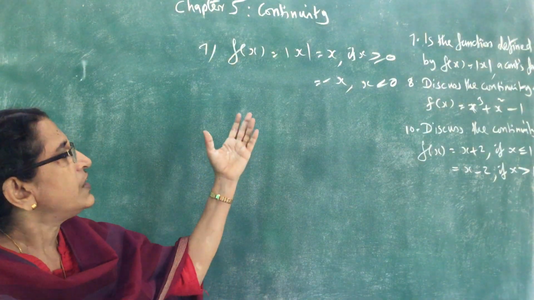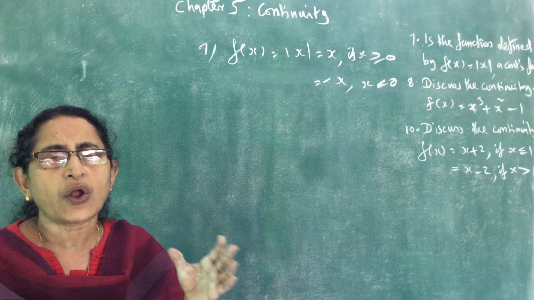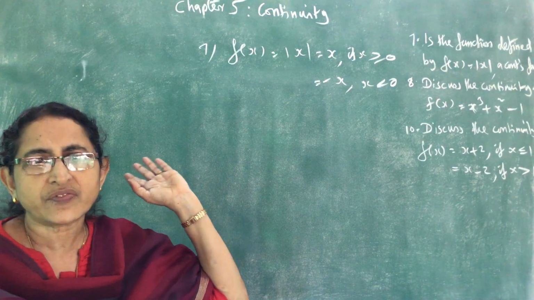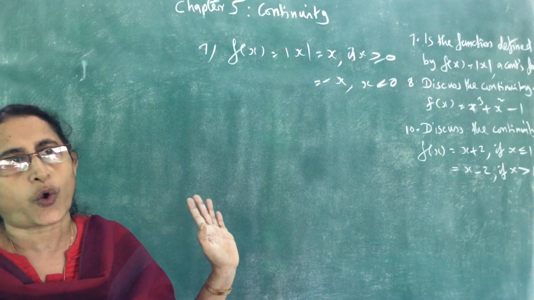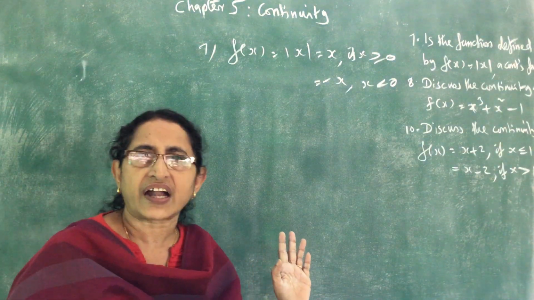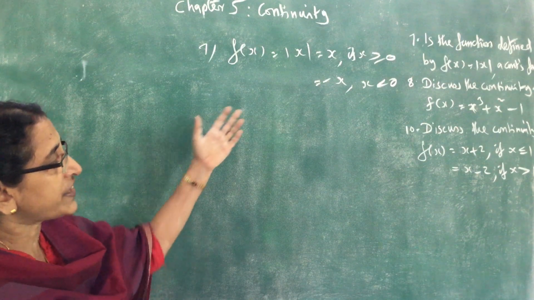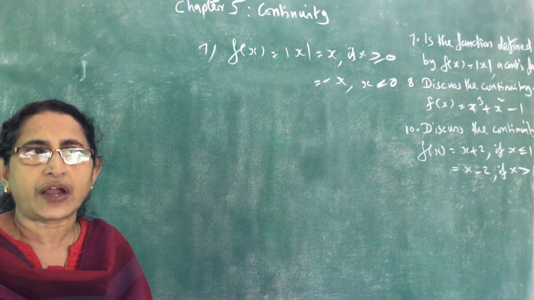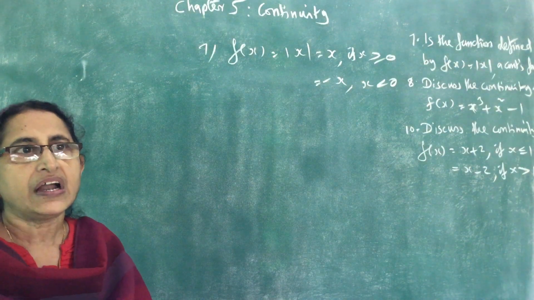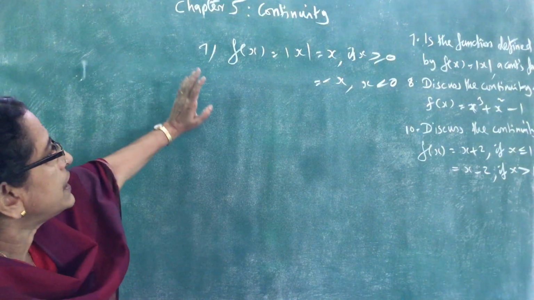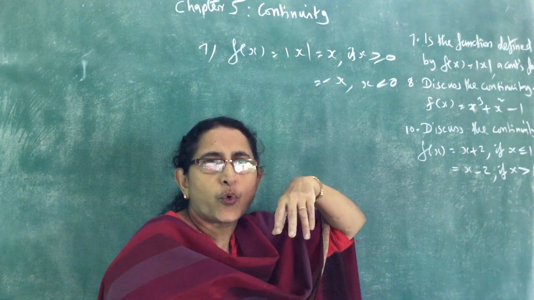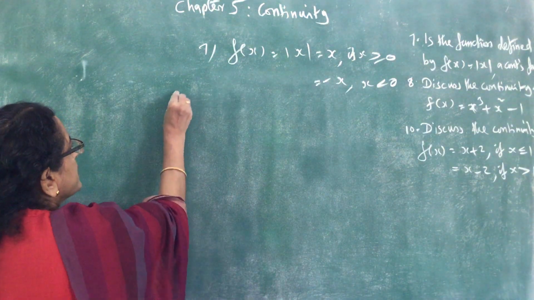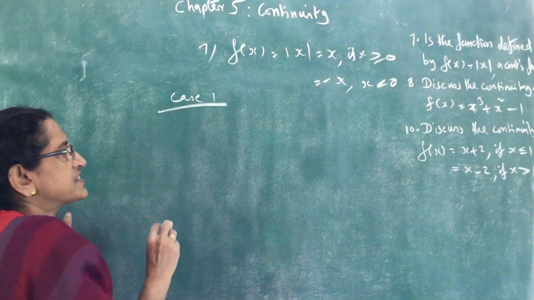Now we have to check whether the function is continuous at all points of the domain. In one question we checked the continuity at x equal to 0, and we have seen that the function is continuous at x equal to 0. If the question is to check the continuity, we have to check the continuity at all points. So first we consider x equal to 0, which we proved. Now we have to consider different cases. Case 1.